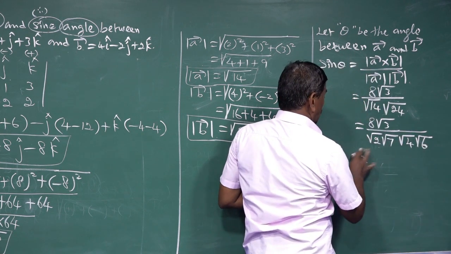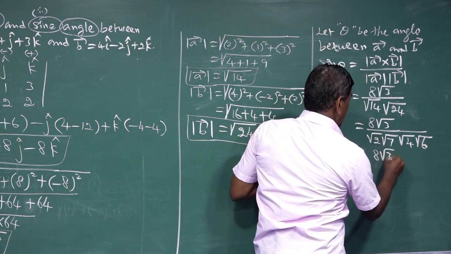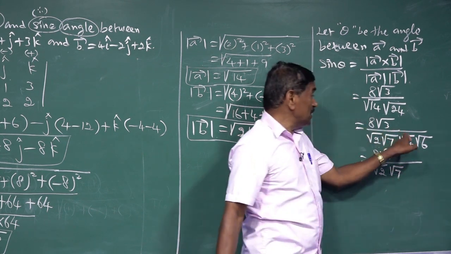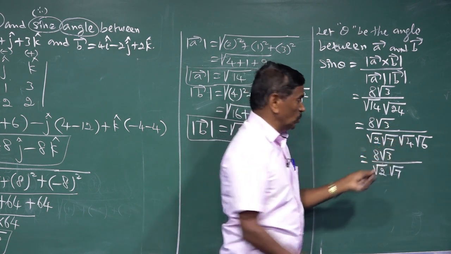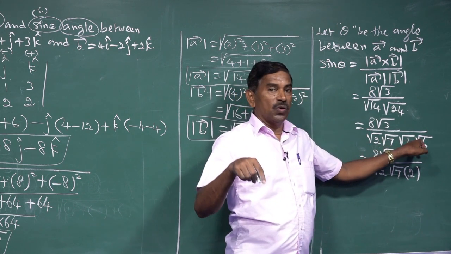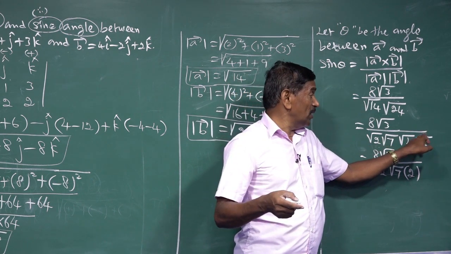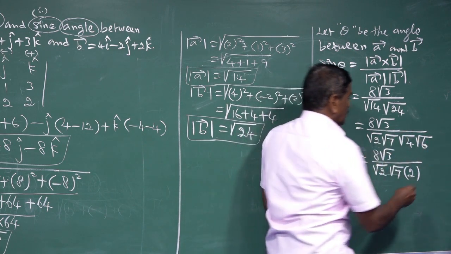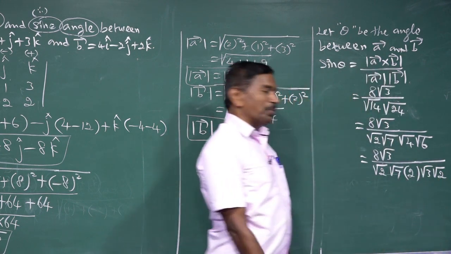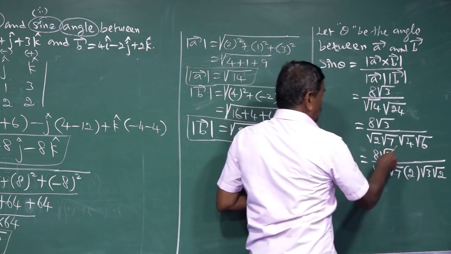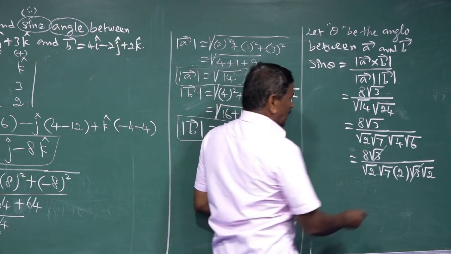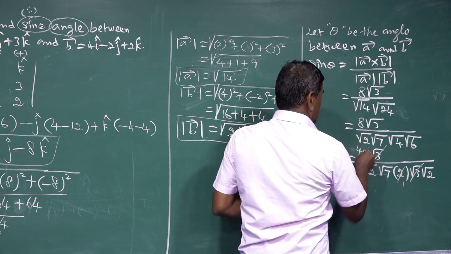Now, which is equal to 8 root 3 divided by root 2 into root 7, and what is root 4? Root 4 equal to 2. So root 4 is equal to 2 into root 6. Root 6 is equal to root 3 into root 2. Now, root 3 cancels. Next step, 2 4s are 8.